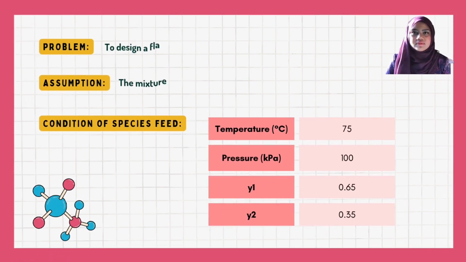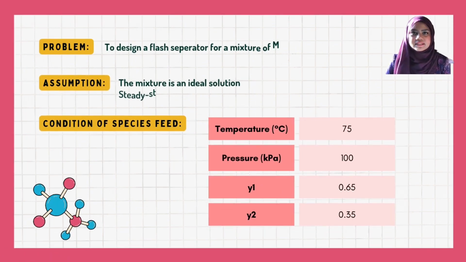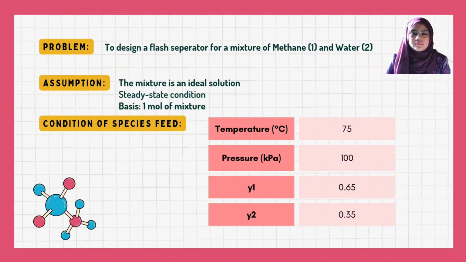The problem statement of this project is to design a flash separator for a mixture of methanol, species 1, and water, species 2. The assumption made is that the mixture is an ideal solution and it is in a steady state condition. The basis is 1 mole of mixture. We also assume that the overall composition of methanol is 0.65, whereas the composition of water is 0.35. The temperature assumed is 75 degrees Celsius, while the pressure assumed is 0 kilopascal.